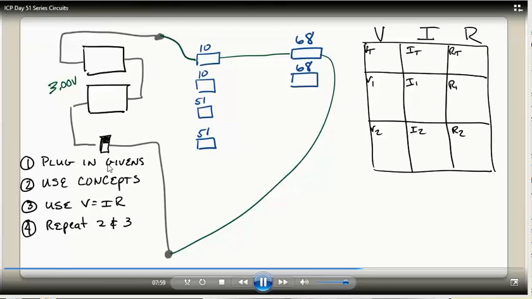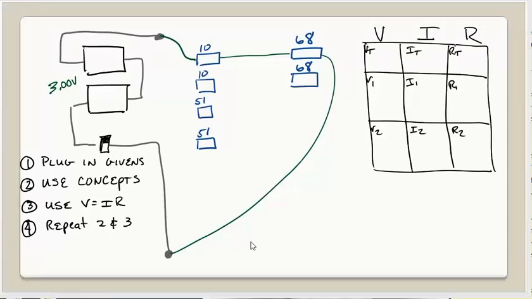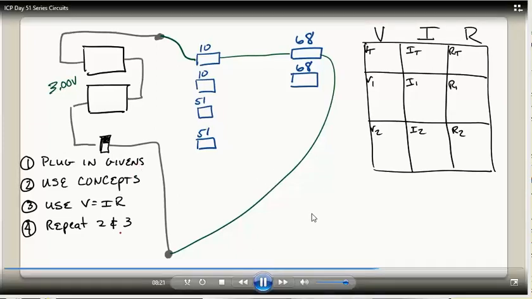Our first step is to plug in the givens. In a series circuit, the givens are that the one resistor is a 10 ohm and the other one's a 68 ohm. So let's go ahead and fill in the chart with the 10 ohm and 68 ohm. Oh, and it's also 3 volts. I want to point out that in this chart we have V, I, and R, Ohm's law: V total, I total, and resistance total.